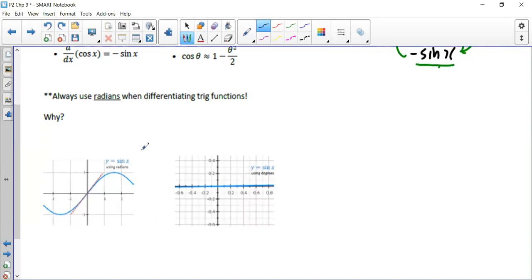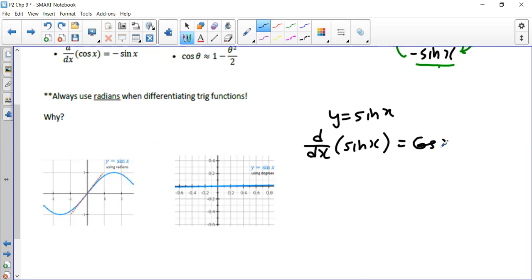Right, so y equals sin x. Now when we differentiate, d by dx of sin x is cos x. But do you remember the purpose of differentiating on the graph? The derivative means the gradient. So this line means the gradient of sin x is cos x.